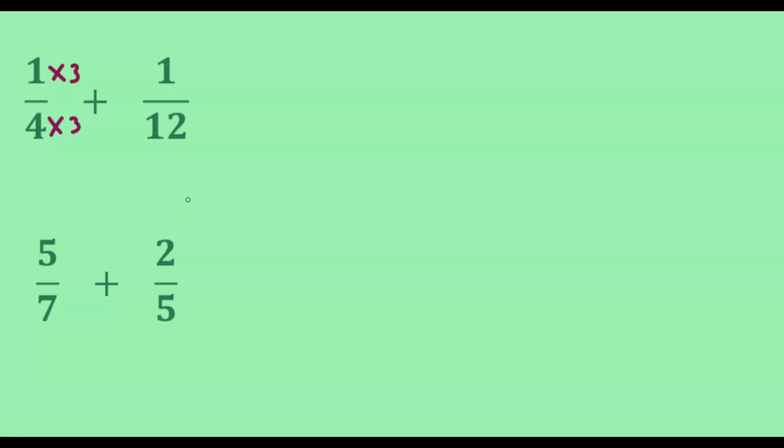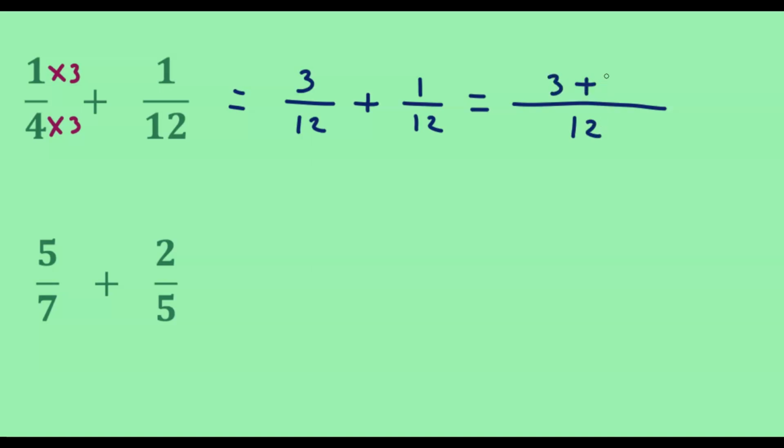And in the second fraction, the denominator is already 12. So we don't need to do anything to change that fraction. So we have 1 times 3, which is 3, divided by 4 times 3, which is 12. And we add this with 1 over 12. Now the denominators of both these fractions is 12, and so in the denominator we will have 12. And in the numerator we will add the numerators of the original two fractions. So we have 3 plus 1. So we have 4 over 12.